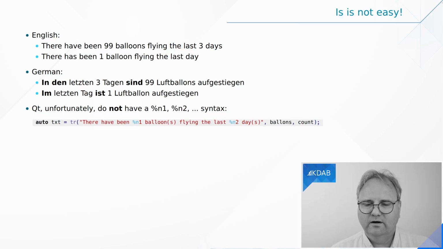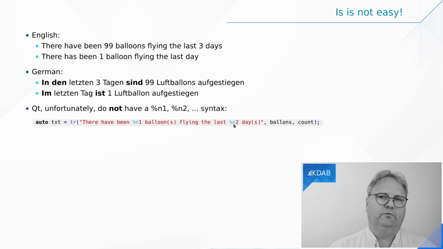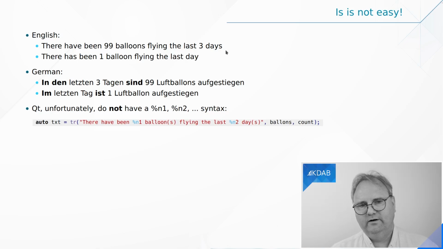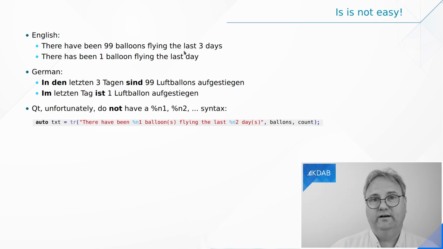How would I solve it, you say? Well, I would need to do this from C++. I would need to test in C++ whether I had 1 day or 3 days, and then have 2 different strings for my translator to translate, and then %n for the balloons. Yes, it would be annoying. It would be doable. It is not the end of the world.